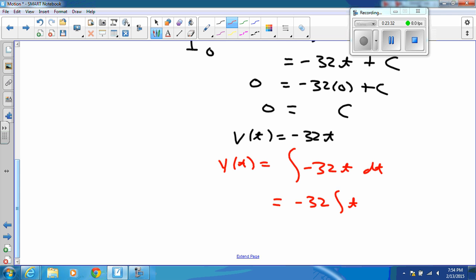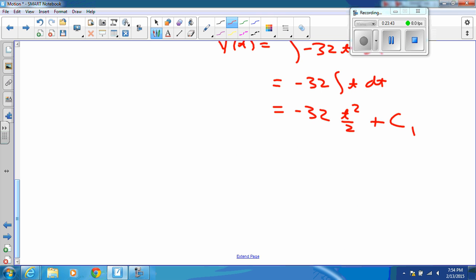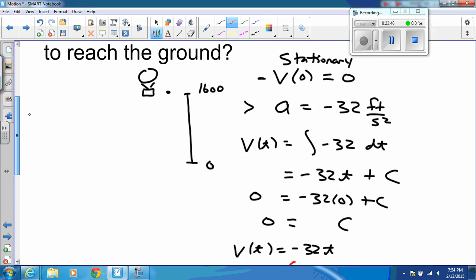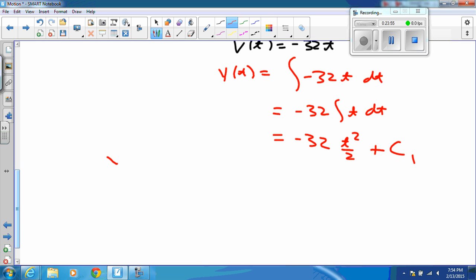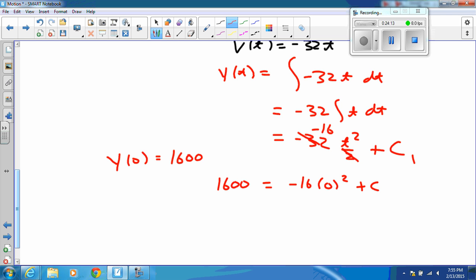What about the height of the object? Well, you can call this y of t, and that's going to be the antiderivative of the velocity. Using the constant multiple rule, we get this. And using the power rule, add 1 to the power, divide by the new power, plus the obligatory constant C. And here, we have an initial condition that is stated right there. When the problem starts, the object is 1,600 feet above the ground. We could write that initial condition as y of 0 is equal to 1,600.